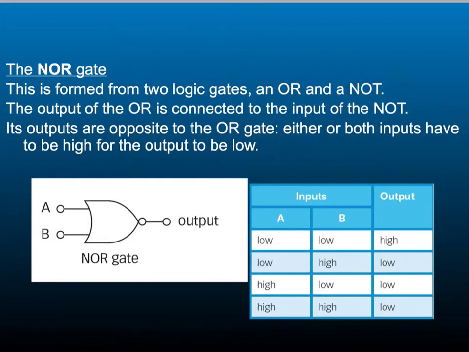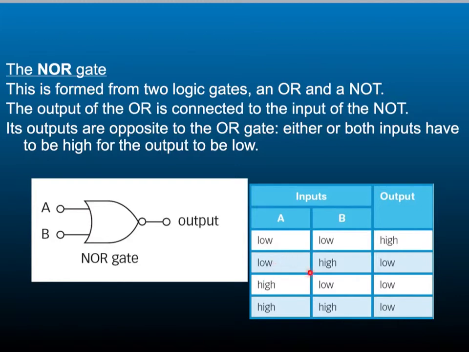This is the NOR gate. It's formed from, again, 2 logic gates, the OR gate and the NOT gate. And it works in quite a similar way to the NAND gate. So you think about your normal OR gate and what it does, and this one does the opposite of that. So in a normal OR gate, you would need at least one of the inputs to be high to give you a high output. Normally, if they were both low, you would get a low output, but in the NOR gate, it's high.